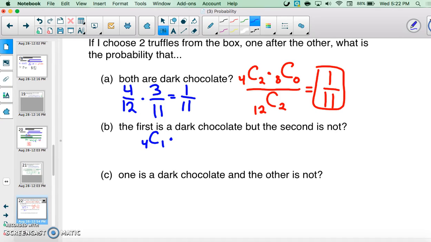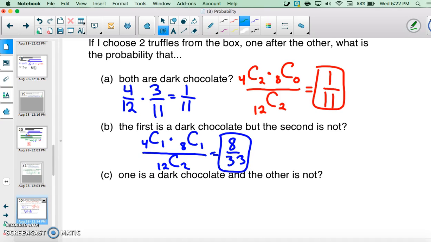The second one is not a dark chocolate. So we've got 8 other options that aren't dark chocolate, and we're choosing 1 of those. And then our total number of chocolates is still 12 choose 2. And if you solve that, you're going to get 8 over 33. Once again, if you'd wanted to do that with the fractions instead, we had 4 dark chocolates out of 12 for the first one. And for the second one, you've got 8 chocolates out of 11 because you've already picked one, which will also give you 8 over 33.